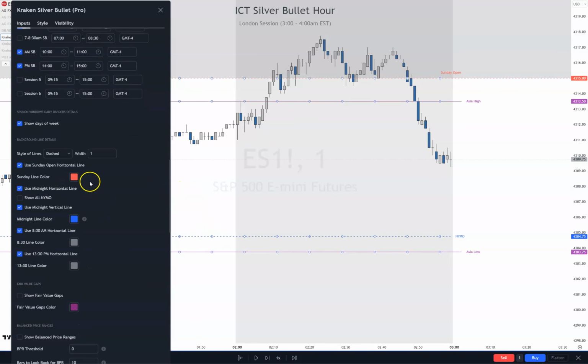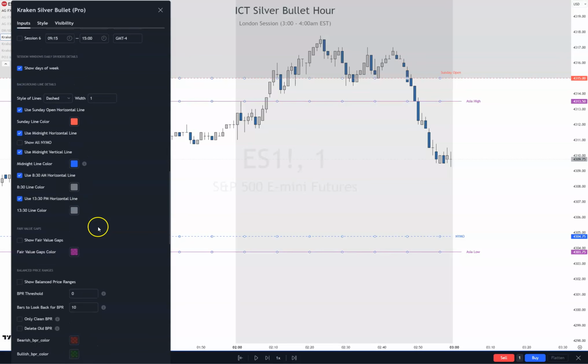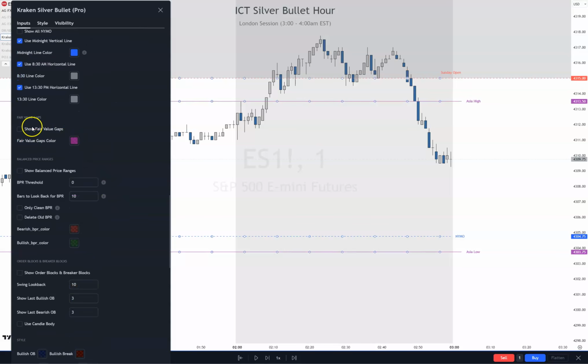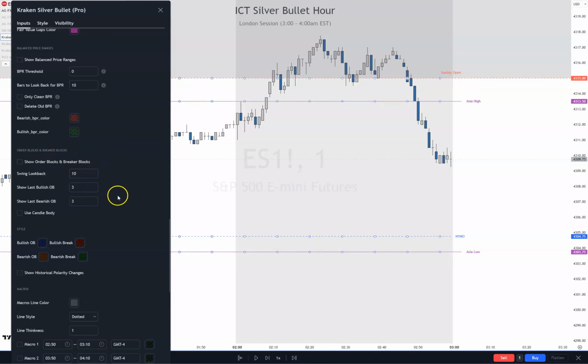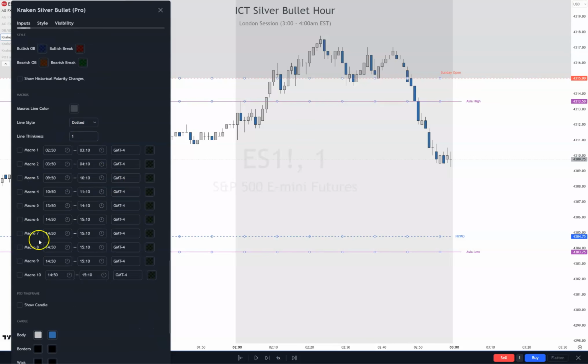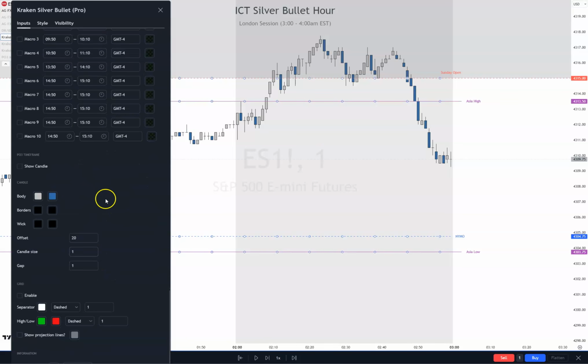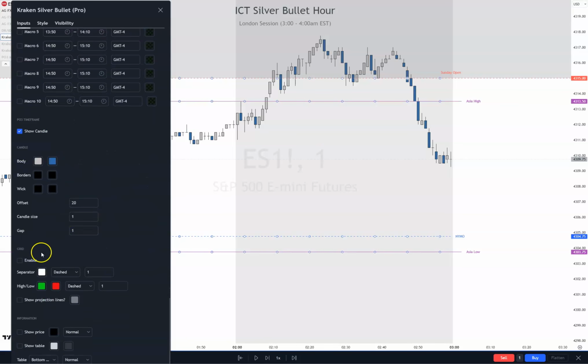Show the days of the week, the midnight open, midnight horizontal line, the vertical line, 8:30 a.m. price, a 13:30 price. And then you have show fair value gaps, the balanced price ranges. You can have order blocks and breaker blocks. We have macros. We have 10 macros that you can highlight. And then I have the power of 3 candle. If I turn this on, this is pretty cool. It'll show the last hour, full hour, and then the current candle.